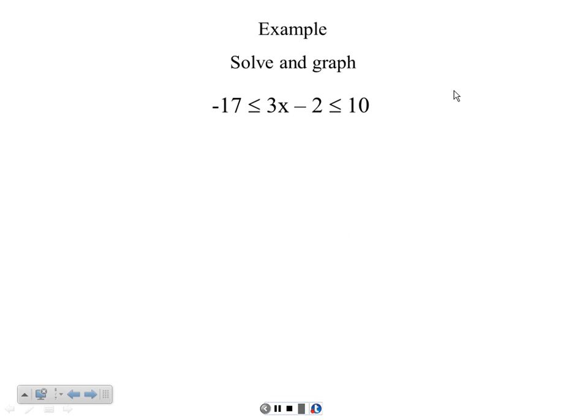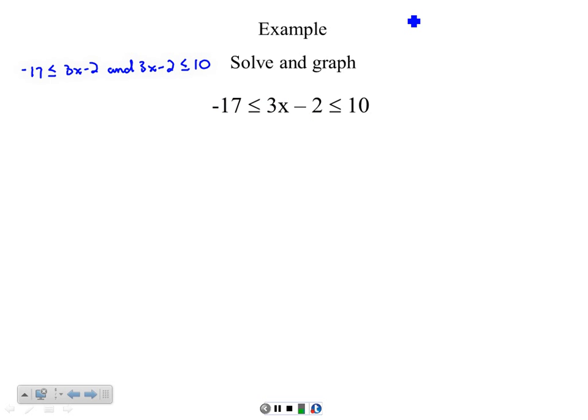Now, if we have this one where, like I said, you don't see the word and, you have options, and I'm going to show you both options. Either one, you can break it up and write the word and, and it would look like this. You'd have negative 17 less than or equal to 3x minus 2, and 3x minus 2 less than or equal to 10. So you notice the part in the middle has to be used twice with the word and. And then you can solve it down like we did in the previous problem. Or if you don't want to break it apart, you can solve this just the way that it's set up.